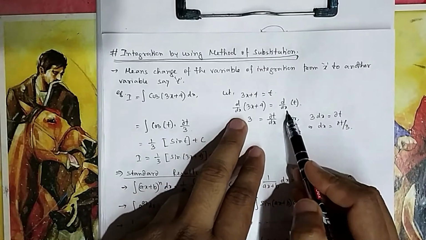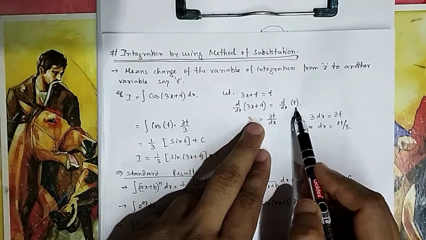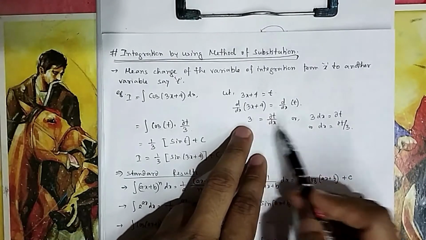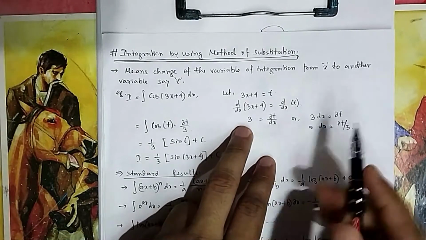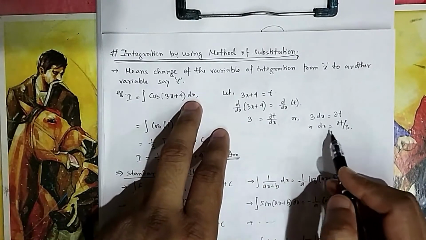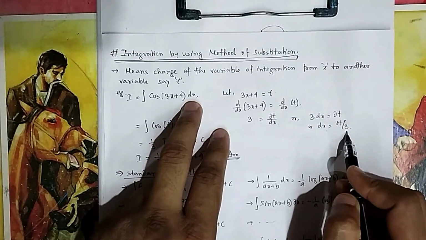You do differentiation on both sides. So d/dx of 3x plus 4 equals dt/dx. So the differentiation gives 3, and it is dt by dx. You send this dx over, so 3 into dx equals dt. In place of dx I am going to write everything in t, so I have to replace this dx also in terms of dt. So dx is dt by 3.